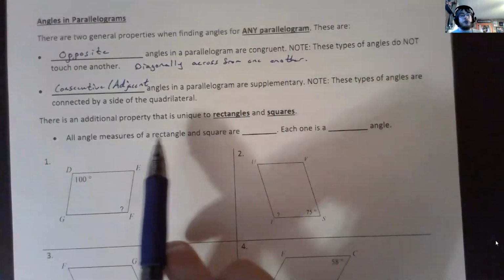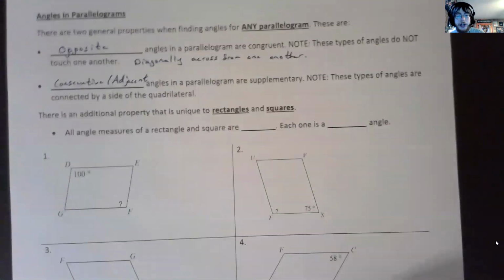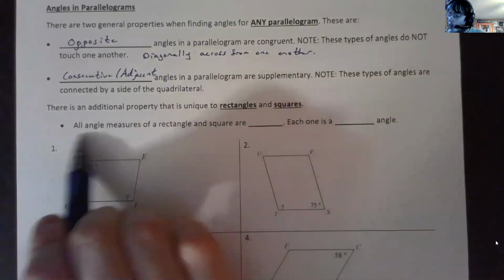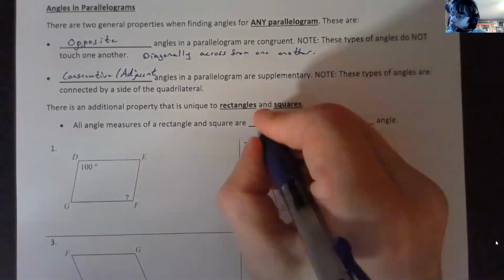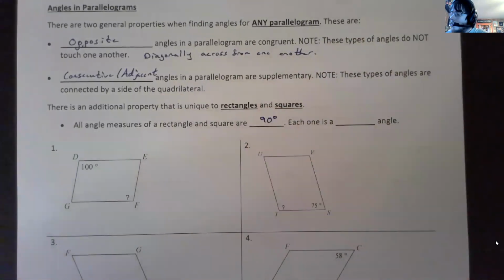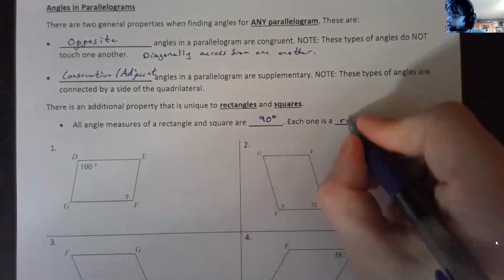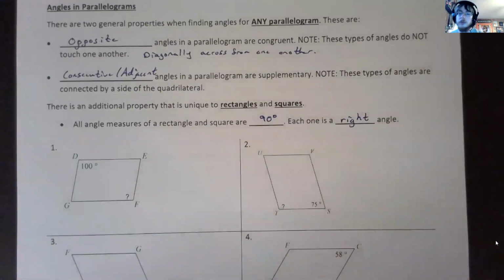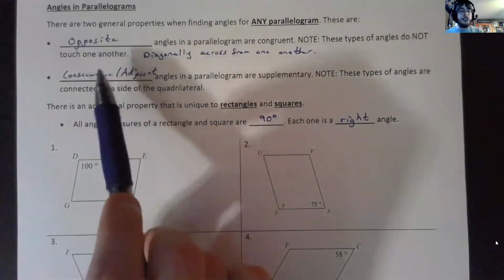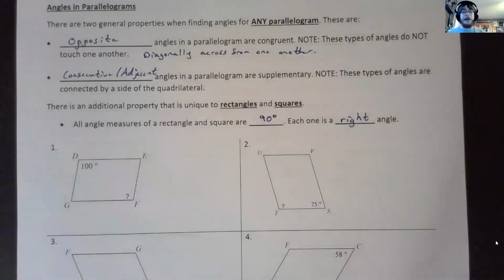Then there is an additional property that is unique to rectangles and squares. For any angle measure in a rectangle and square, it's always 90 degrees, which means that each one is a right angle. Okay, so just make sure you're aware of that. Now that doesn't change the fact that the opposite and consecutive angles still have the same properties in rectangles and squares. It just happens that they're always equal to 90.